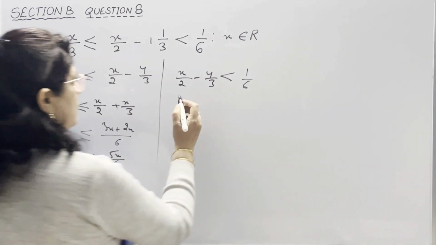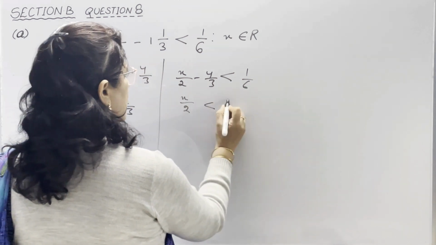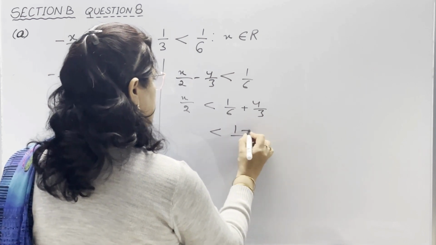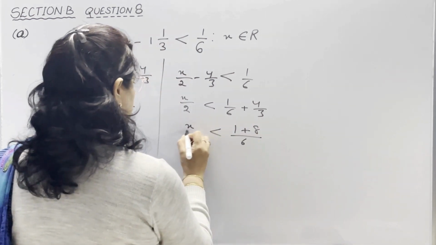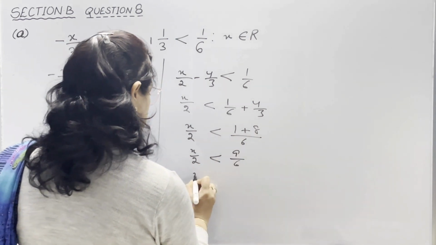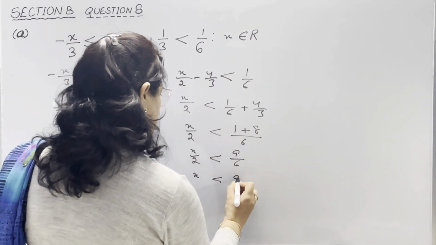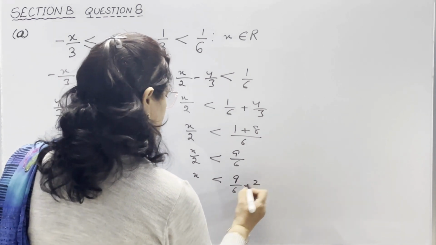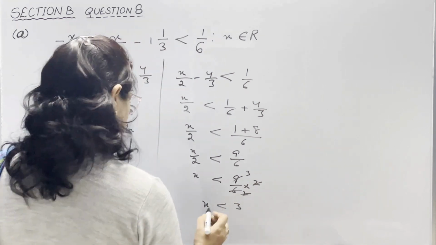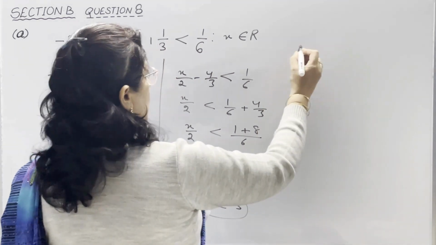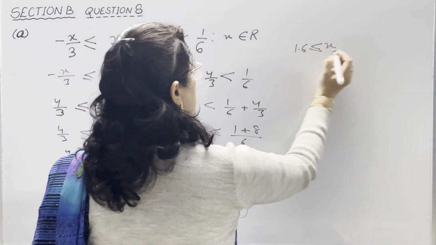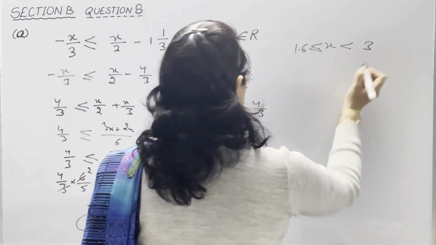Now for the second value, x upon 2, 1 upon 6 and 4 upon 3. LCM is 6, 1, 8. x upon 2 is less than 9 upon 6. x is less than 9 upon 6 into 2. 3, 2, 2. So x is less than 3. This is our second part. So the overall solution is x is greater than or equal to 1.6 and less than 3.